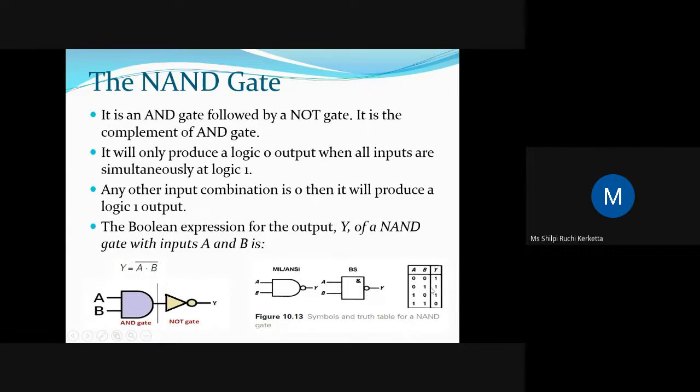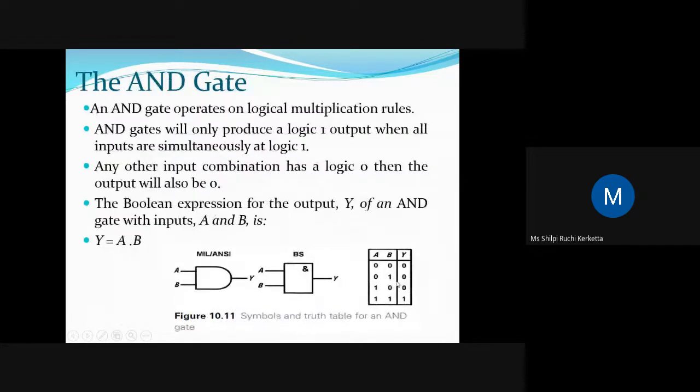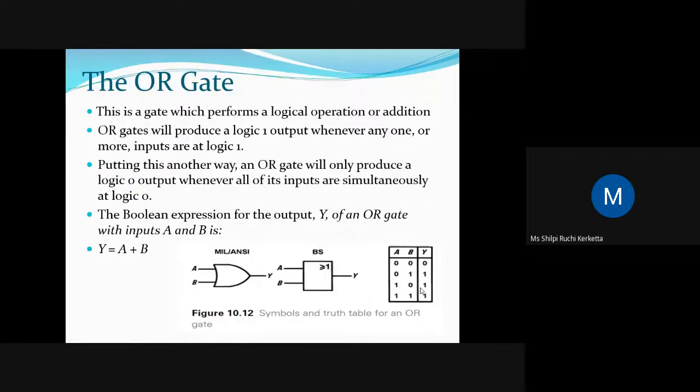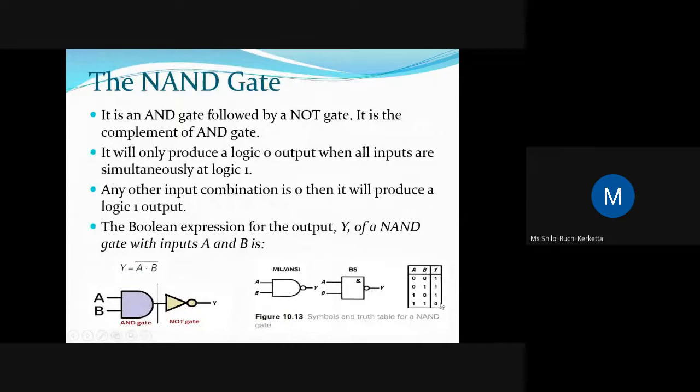And whatever the output of our AND gate was, if we see the AND gate, what was the output? 0001. So it will just become the complement of it, means it will become the opposite of it, because we have put a NOT gate. So it will become 1110. That's why our output has become 1110.